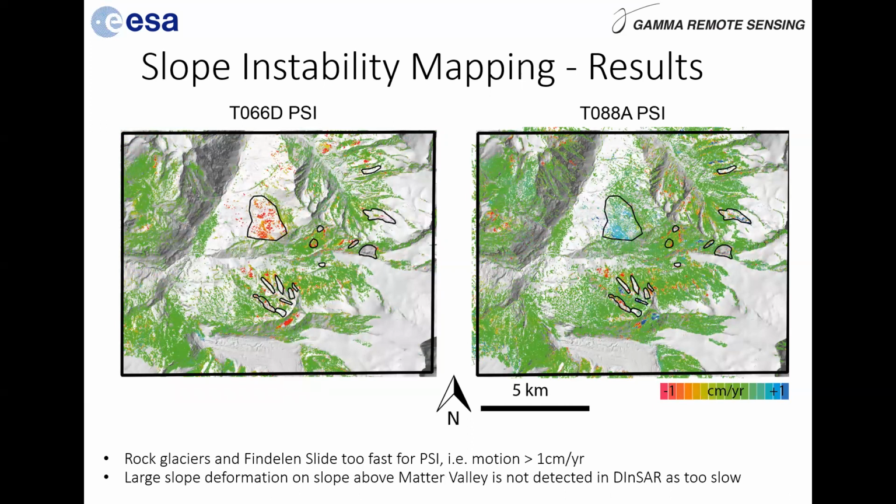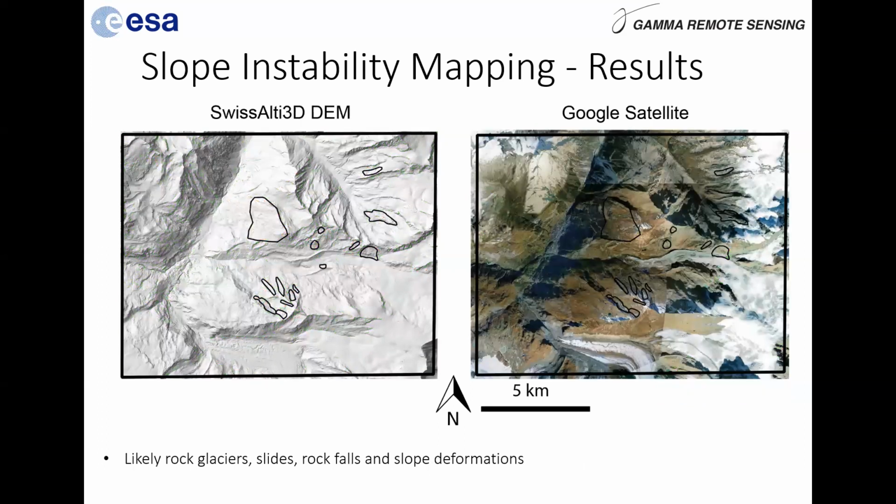When looking at PSI results, all the features in the high mountain areas as well as the Findel Glacier slide are no longer detected, as they clearly move too fast. The large feature above the Mattertal, however, is distinctly picked up in both ascending and descending orbits. The Google satellite and DEM data can be used for a first classification of the detected features according to their movement type. These likely include rock glaciers, rockfall, sliding complexes, and, in the case of the larger feature above the village of Zermatt, a large slope deformation.